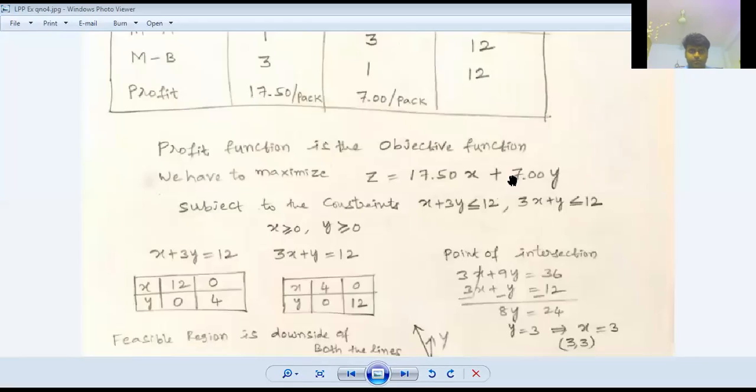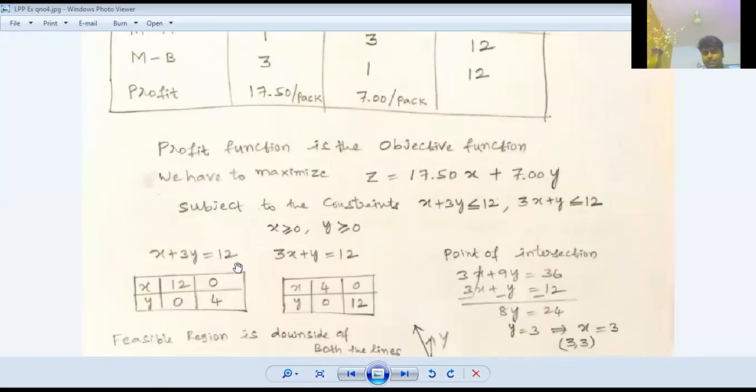Now see here. The profit function is the objective function here, right? So now, subject to the constraints, x plus 3y less than or equal to 12 and 3x plus y less than or equal to 12. See, 1 into x plus 3 into y: within that 12 hours, the work must be completed. Similarly, 3x plus y less than or equal to 12; there also the work must be completed within that time. And x greater than or equal to 0 and y greater than or equal to 0. Okay, this is common.